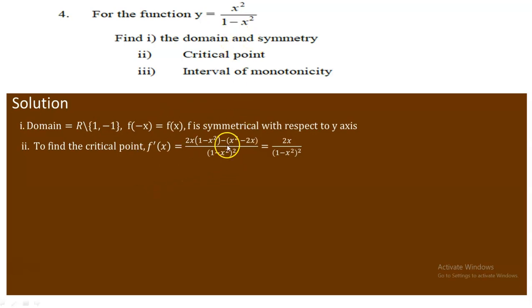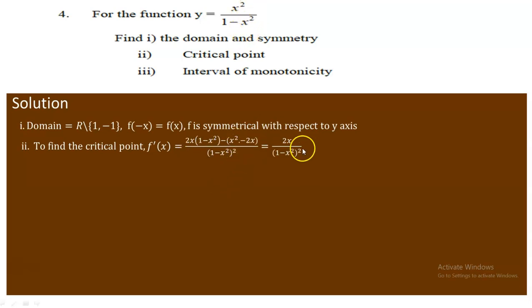The derivative of this can be obtained this way. You just apply the quotient rule. The derivative of x squared is 2x, and it will take 1 minus x squared as it is, and have minus here, take x squared as it is. Now we need the derivative of 1 minus x squared, which is minus 2x. And then the denominator must be squared, 1 minus x squared, the whole squared.